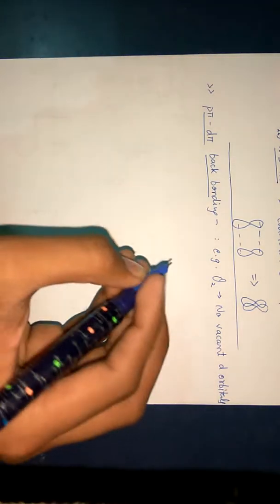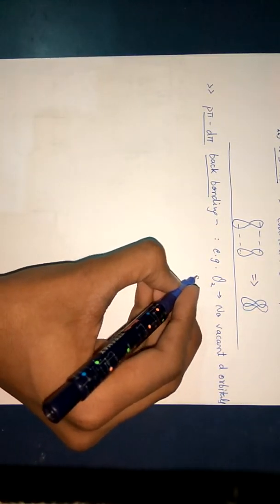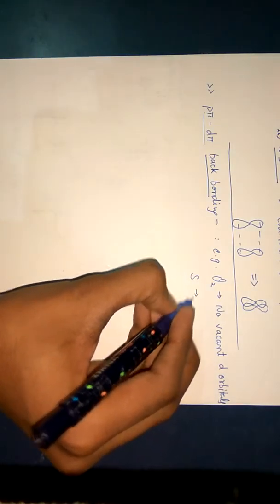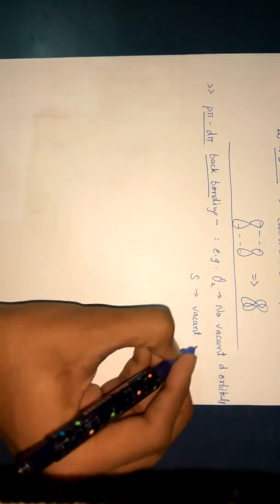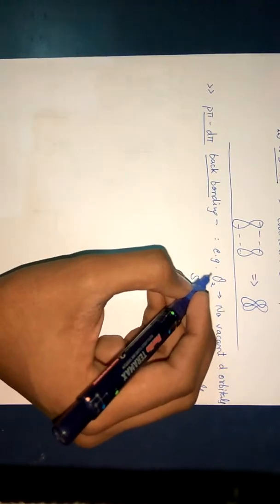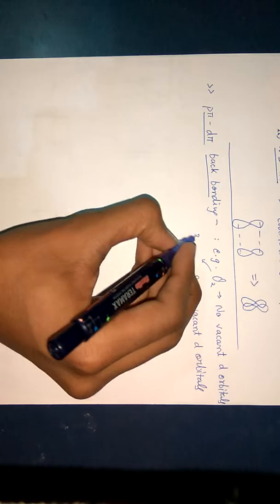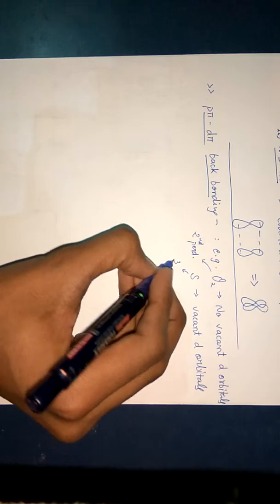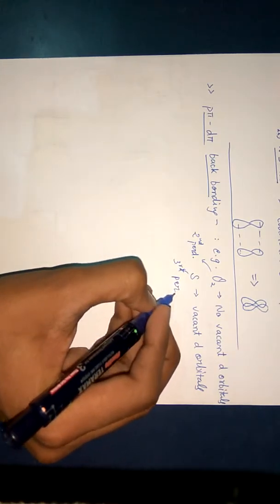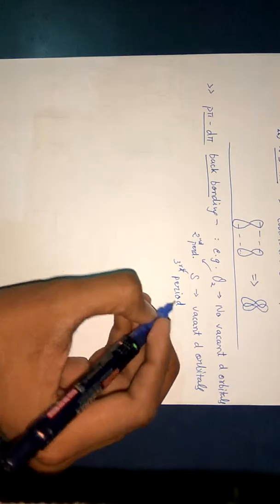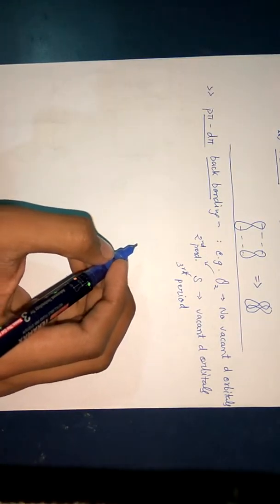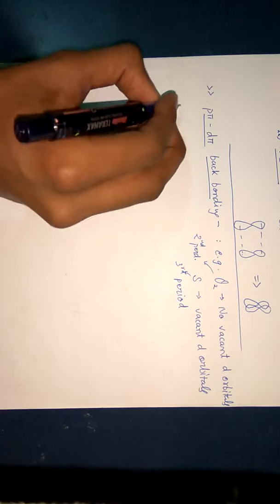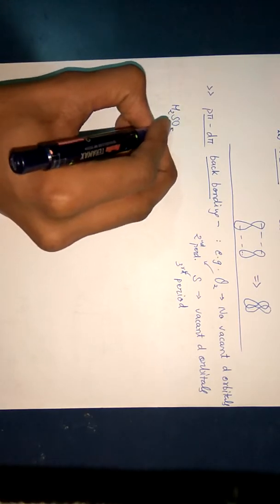And let's take another element, sulfur, which has vacant d orbitals. Now take a look at these two elements. Oxygen is present in the second period, and sulfur is in the third period. Now take an example of a compound which has these two types of elements. Let's take sulfuric acid, H2SO4.